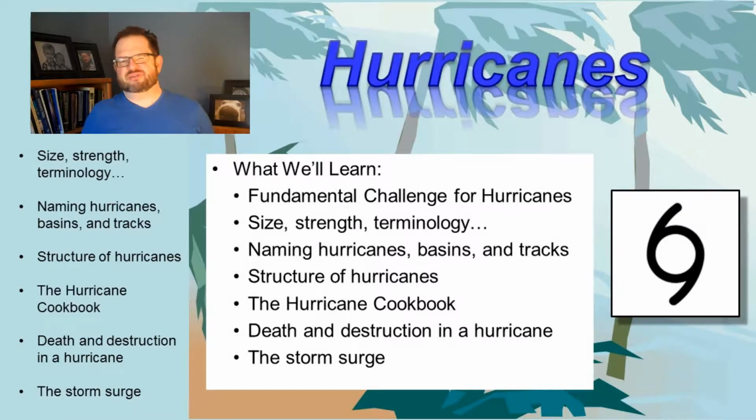We're going to learn some of the basics about their size and their strength and how we name them and their tracks and where they form and all this good stuff. We're going to learn, of course, about their structure, the kind of things you're going to be seeing in your textbook in perhaps a little bit more detail. We're going to learn about the so-called hurricane cookbook, which is a way of describing what the atmosphere needs to have in order to form a hurricane.